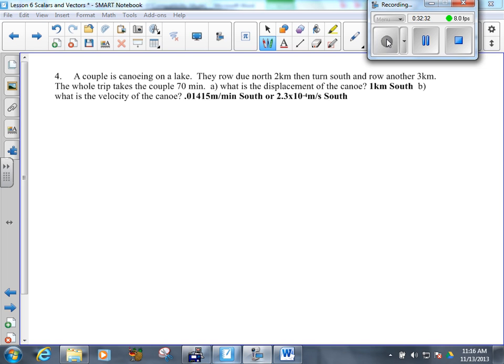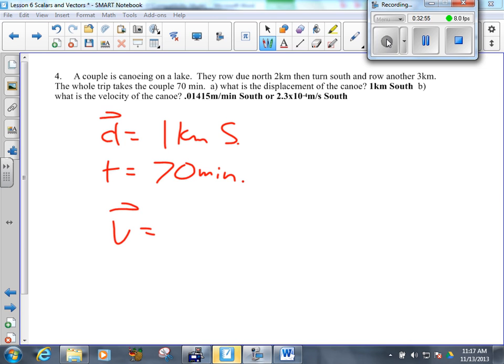1 kilometer south. They went 2 north, 3 south. They went 1 kilometer south overall. All right, so their overall displacement is 1 kilometer south, and it took them 70 minutes to do that. Okay, so I have d and I have t. Can I find the velocity of the canoe? Yeah, velocity equals the total displacement, 1 kilometer south over 70 minutes. I think it comes out to 0.01415, right? So this should actually be kilometers per minute, not meters per minute.